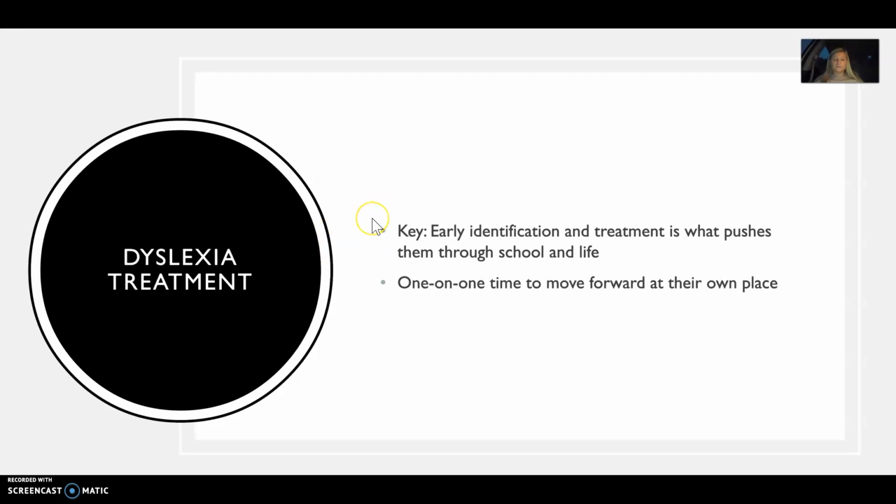Dyslexia treatment. The key to this dyslexia everything is to identify early on. This way the student can really fly through their school and education. If they have this early identification, then their teachers can help them throughout every single school year. This will help them in the long run, I promise. If you give one-on-one time for the student and teacher, they can really move forward at their own pace, and the teacher can take time with them to really help them understand how to help their dyslexia.